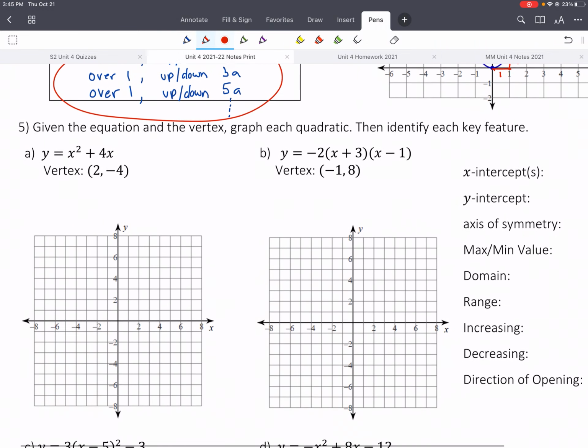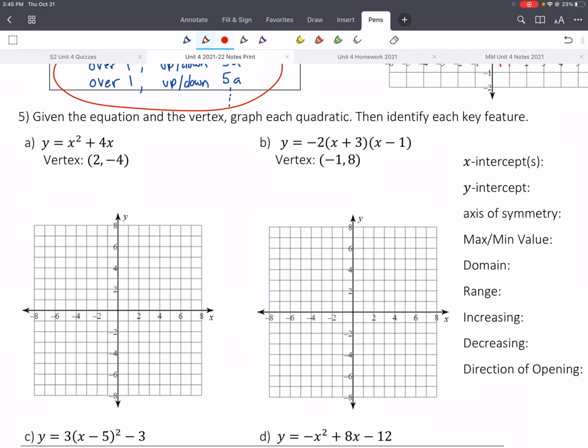So let's talk about some problems together, and hopefully that will help. First we need to plot our vertex. For this homework, I'm giving you the vertex. In the future, you're going to need to find the vertex from the equation, and there are different ways to come up with that. So for now, we're just going to plot 2, -4.